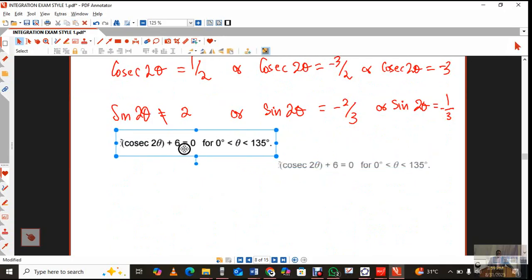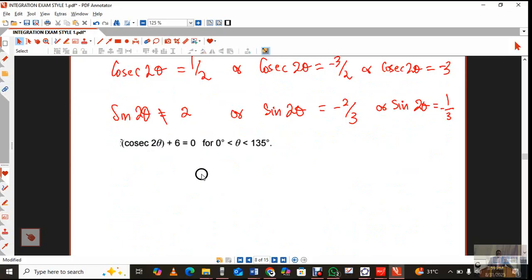So that's what we know. So what is our new domain? Our new domain would be 2 theta now. So this is 2 theta, and 2 of this is 270 degrees, and 2 of that is just going to be 0 degrees.